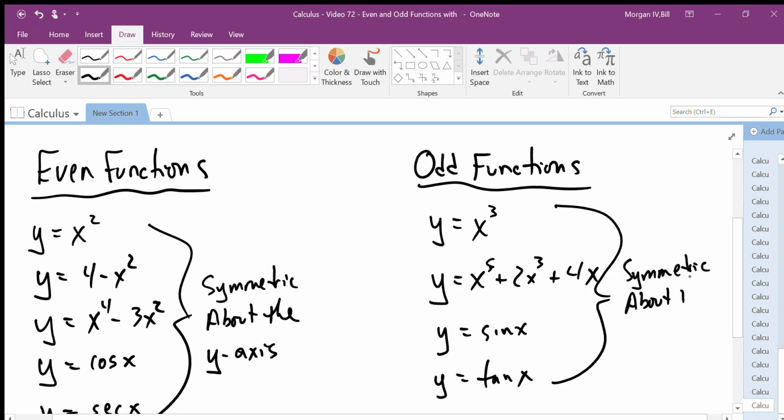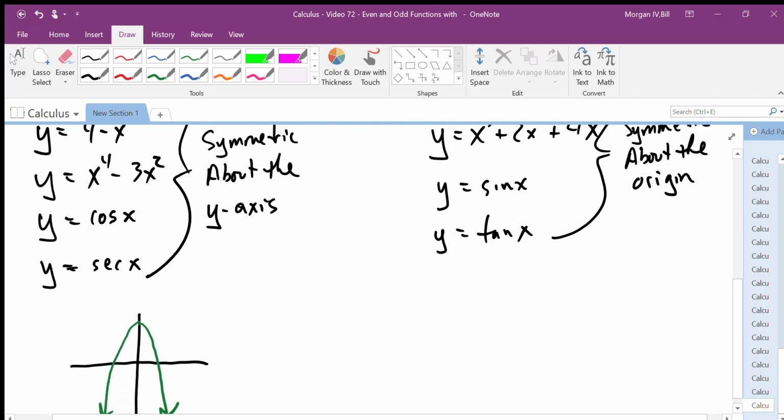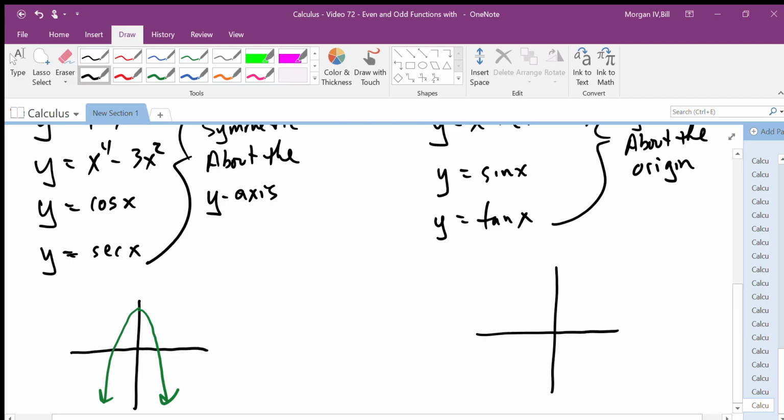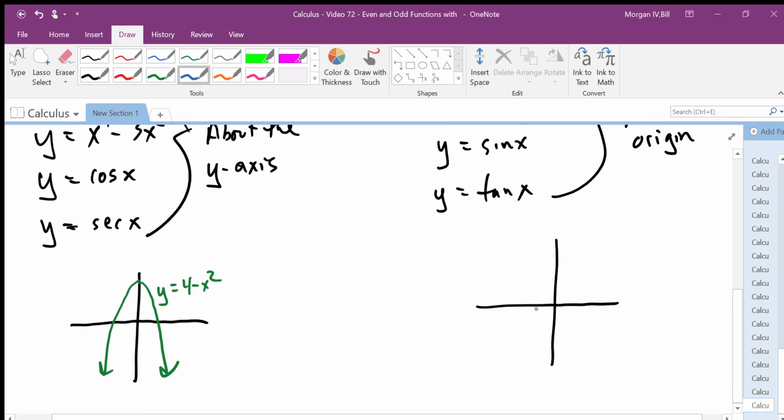Symmetric about the origin. Let's just take the classic x cubed. X cubed looks like this. And what you can see is it's like the right part of the curve has been flipped over the x-axis and flipped over the y-axis to line up with the left part of the curve. We call that symmetric about the origin. Okay, so even and odd functions.